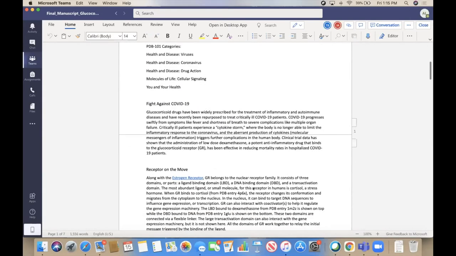So for our primary topic, the first title was Fight Against COVID-19. Glucocorticoid drugs have been widely prescribed for the treatment of inflammatory and autoimmune diseases and have recently been repurposed to treat critically ill COVID-19 patients. COVID-19 progresses swiftly from symptoms like fever and shortness of breath to severe complications like multiple organ failure. Critically ill patients experience a cytokine storm where the body is no longer able to limit the inflammatory response to the coronavirus, and the apparent production of cytokines triggers further complications in the human body. Clinical trial data has shown that the administration of low-dose dexamethasone, a potent anti-inflammatory drug that binds to the glucocorticoid receptor, has been effective in reducing mortality rates in hospitalized COVID-19 patients.